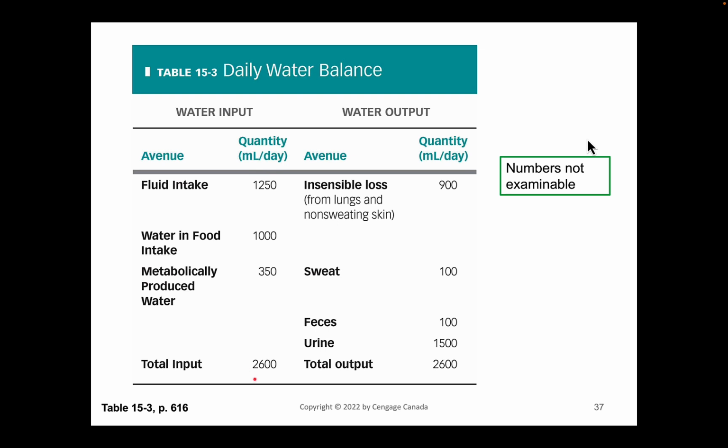Obviously, large variation here. We're looking at just averages. But let's say your total input was 2,600, then you'd want to balance that with the same outputs. So this would be about 900 milliliters of those insensible losses that we're not really aware of, 100 from sweat, 100 from feces, and about 1,500 mLs on average from urine. Again, highly variable. You might be sweating much more. You might lose a lot more urine to compensate for increased input. We're just looking at averages here and how they can be balanced.